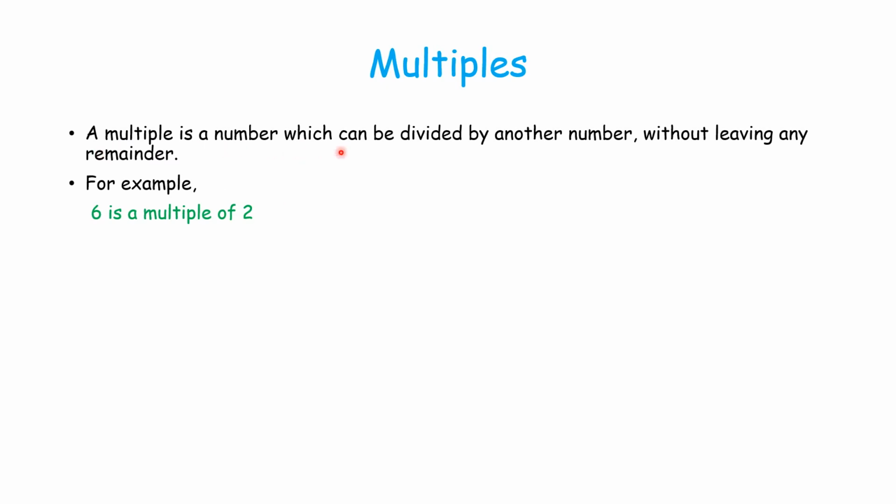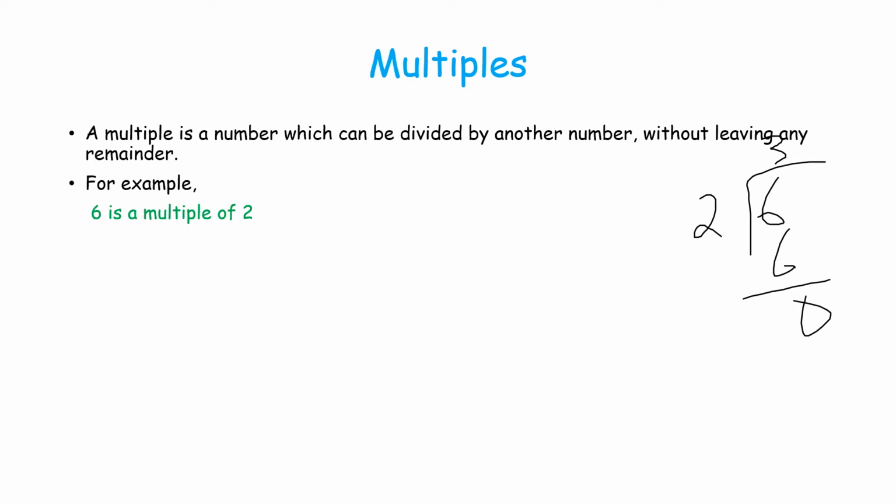A multiple is a number which can be divided by another number without leaving any remainder. For example, 6 is a multiple of 2. It means that 6 can be divided by 2 without leaving any remainder. Let's see. 2 threes are 6 and the remainder is 0. So 6 can be completely divided by 2. So 6 is a multiple of 2. Okay, what are the other multiples of 2?